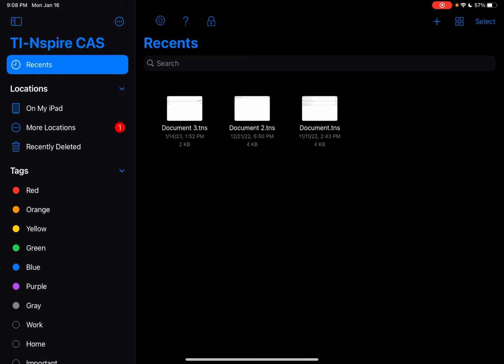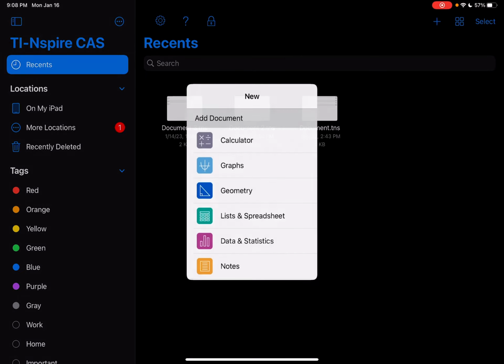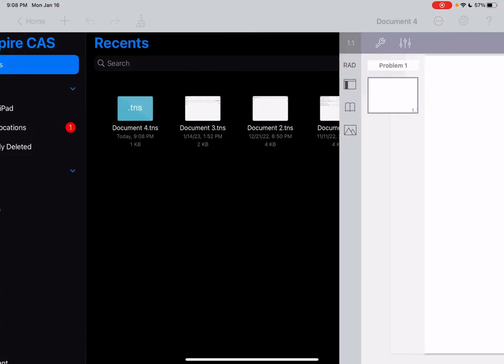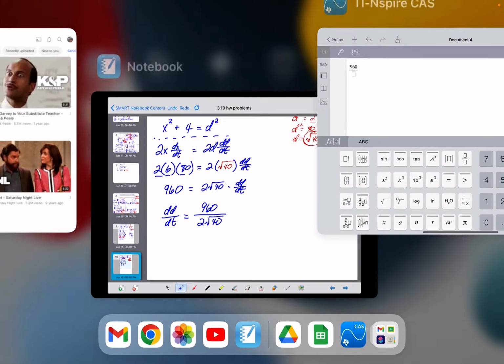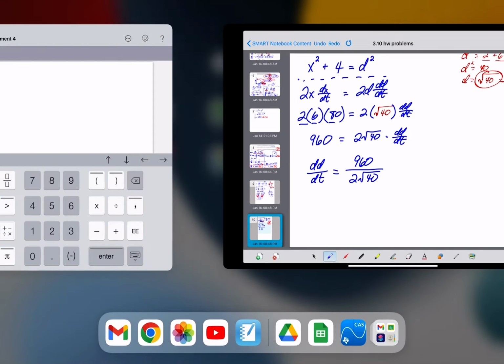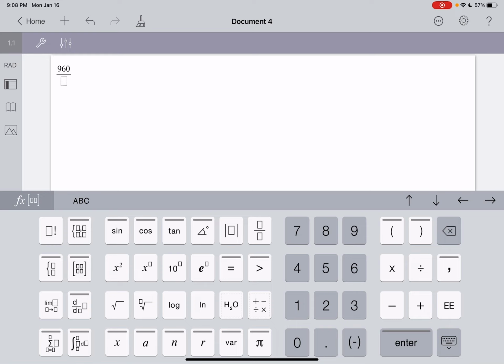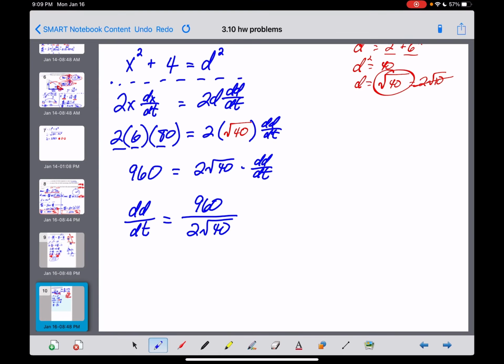So let me go to my calculator and type that in. Let's add a calculator page. Here we go. So we said 960 over 2 root 40. So we've got 2 times the square root of 40. And on your calculator, guys, I'd hit Control Enter. Let's get that answer as a decimal here. 75.895 would be our answer here, guys.